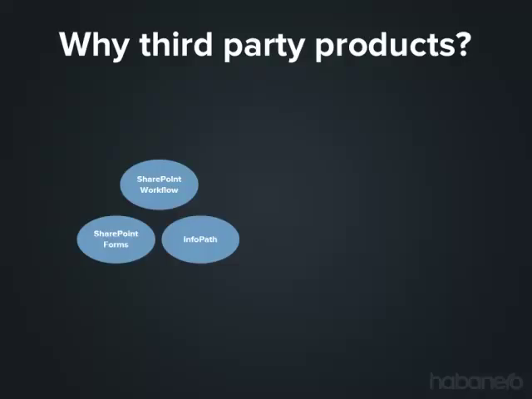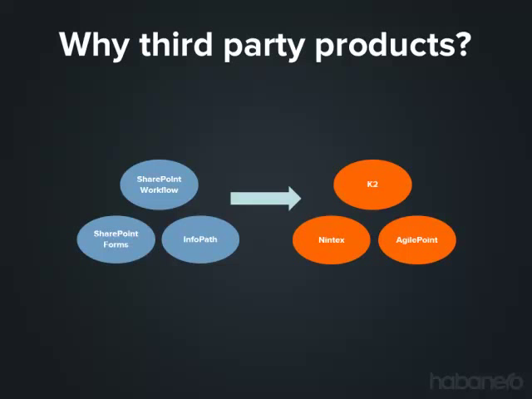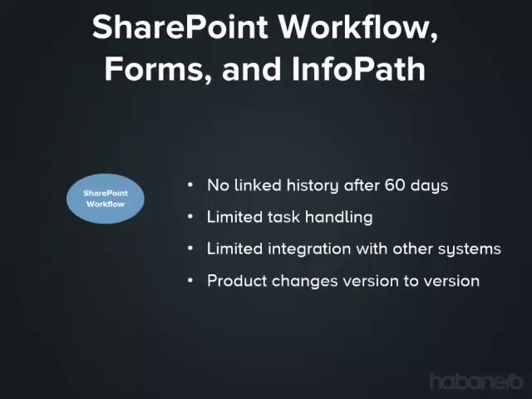SharePoint already has workflow, it has forms, and most of our clients have InfoPath. So why are we looking at K2, Nintex, or AgilePoint for our clients? Well, a little bit about SharePoint Workflow: for most of our clients, there are just too many limitations. For example, there's no linked history after 60 days, which is a problem for our clients who need auditing or have business processes that take longer than 60 days.